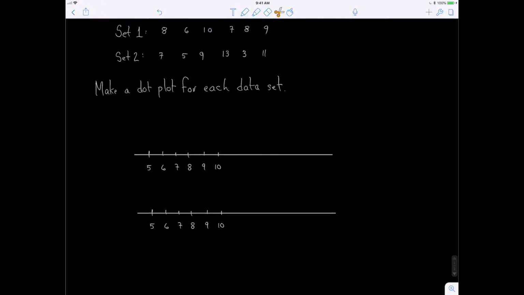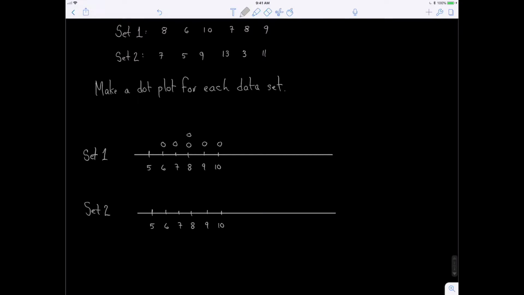So let's plot our first data set. So this is set 1. Set 1 will go on the first graph and set 2 on the second. So here we go. I have an 8, a 6, a 10. What else do we have? Oh, then I have a 7, another 8, and a 9. Oh, and I made a 10 for the 10. I really didn't want to do that. I just wanted to put just a dot there. Okay, that's my first set.